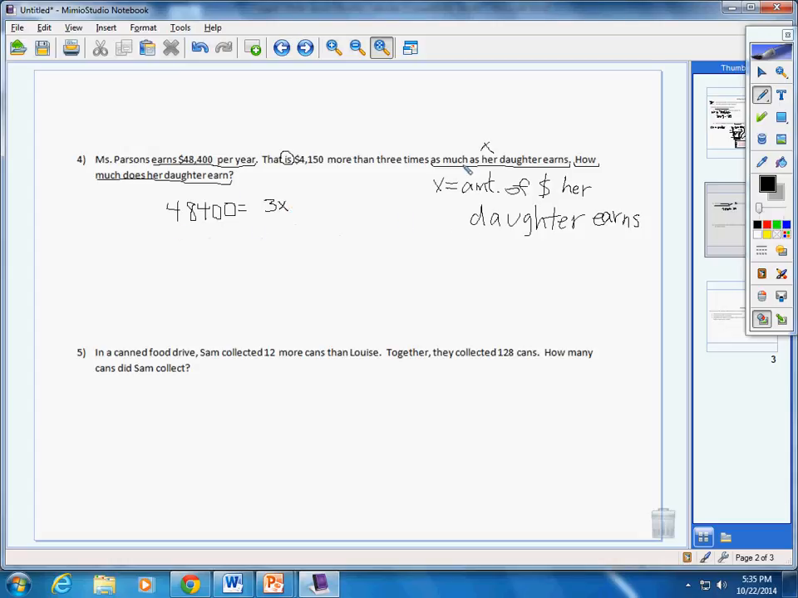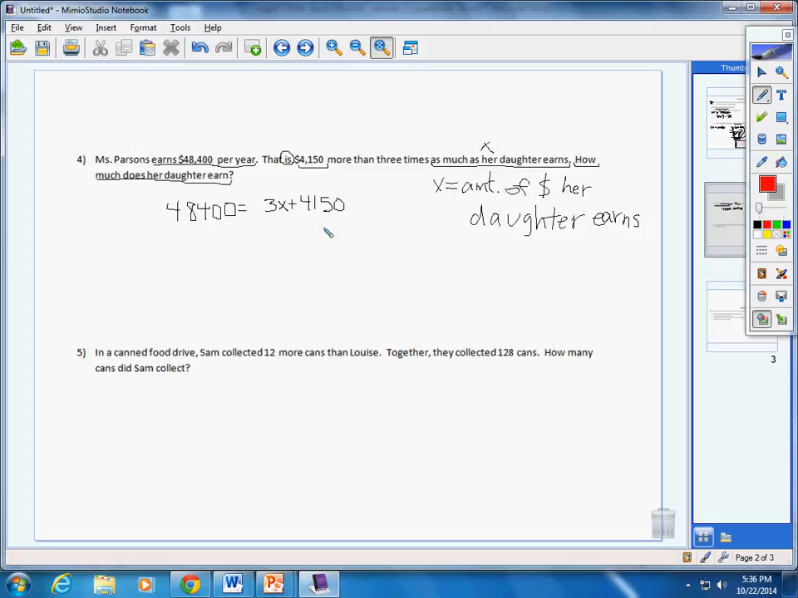Okay? Because it says that 3 times as much as her daughter earns and an additional $4,150 would then be the same as Miss Parsons' salary. So since it's an additional $4,150, you have to add that on to 3 times as much as her daughter made. And here we go. Now we have our equation, and we can simply solve.